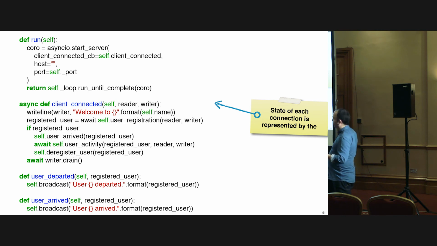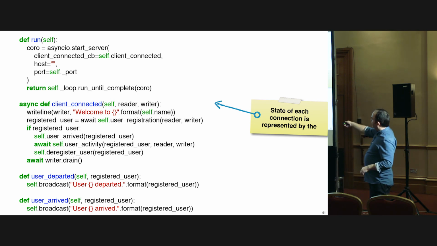If registered user, because that may fail, I mean the connection may close and they may disappear. If the user is registered, announce that the user has arrived, which happens here, we just broadcast user arrived. Then await user activity. Okay, so that's all the other things the user could type in while they're going. I'll show you that in a moment. Then when they finish being active, deregister the user, and then we just need to clean up at the end to drain any streams that have stuff in them.